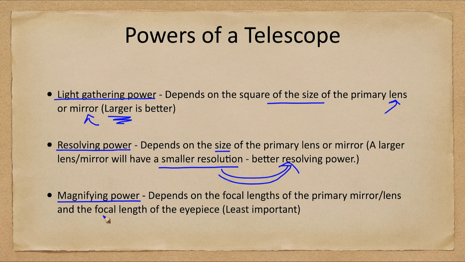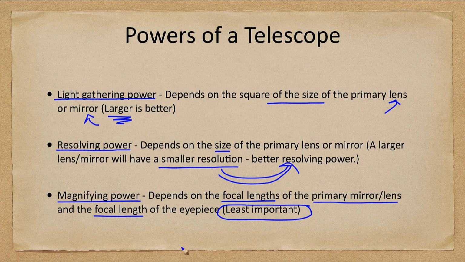And finally, we have magnifying power. This does not depend on the sizes of the mirrors, but depends on their focal lengths. So it depends on the focal length of the primary mirror or lens, which is generally fixed, and the focal length of the eyepiece. This is the least important of the three powers. So you may hear about the magnification of a telescope if you're buying one someplace. But if it's emphasizing the magnification, that's usually the least important thing. What you need is quality optics and a larger mirror to be able to see fainter objects.